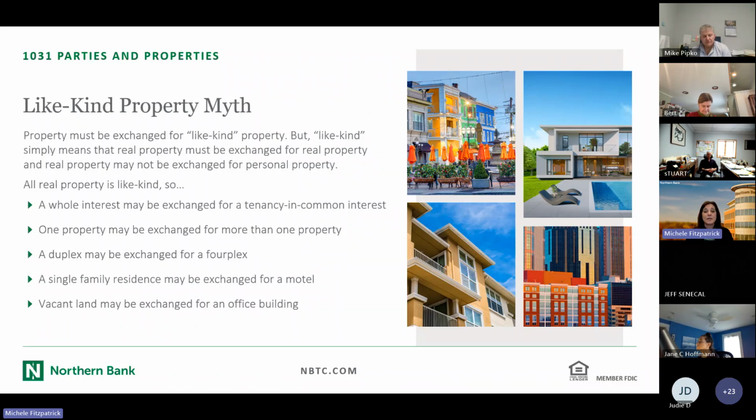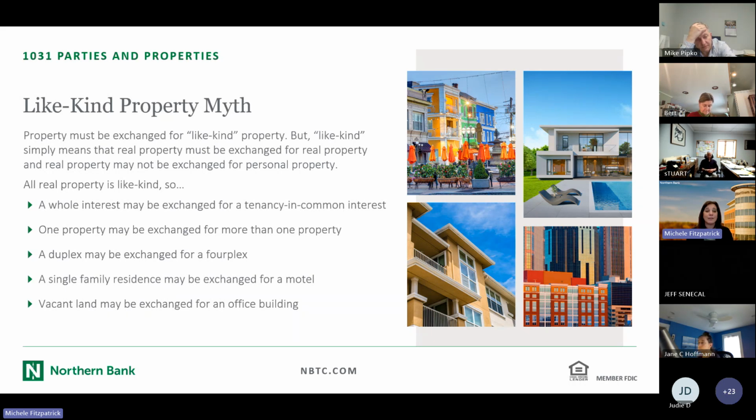You often hear 1031 exchange referred to as a like-kind exchange. In like-kind, there's a myth about like-kind. People tell us all the time or ask us all the time, well, if I sell a two-family, do I have to buy a two-family? Or if I sell a residential property, do I have to buy a residential property, or can they be mixed?